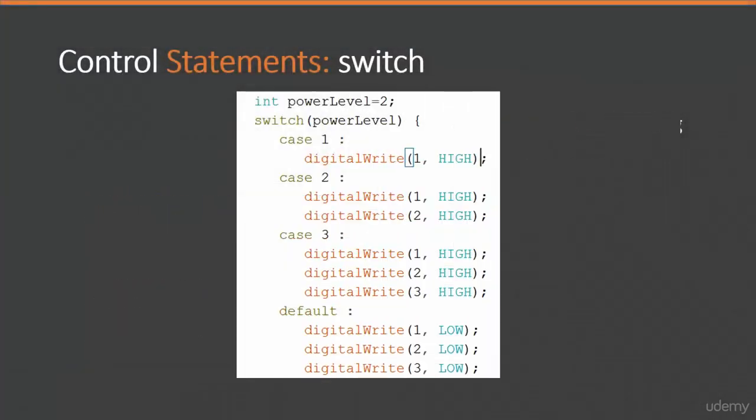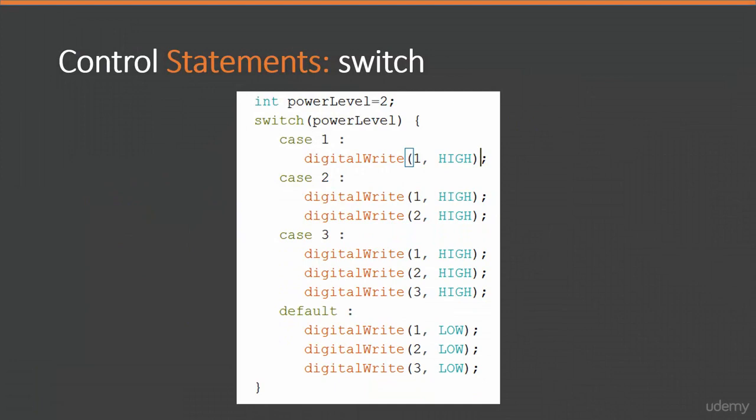This is a simple example where we test the condition of some integer variable called power level. In case the power level is equal to 1, then switch on only one LED. In case the power level is equal to 2, then switch on 2 LEDs, and so on.